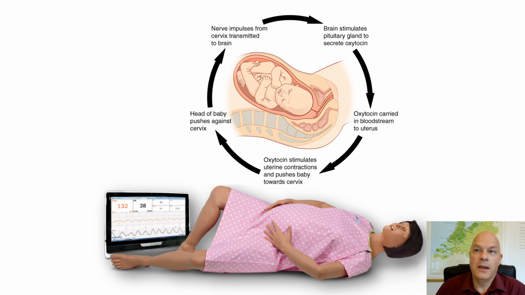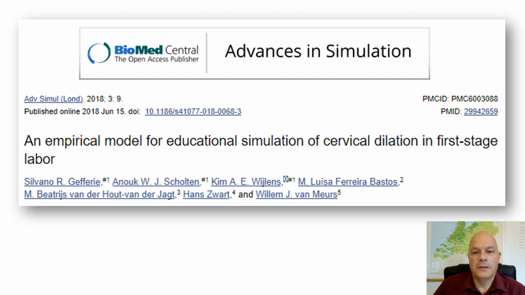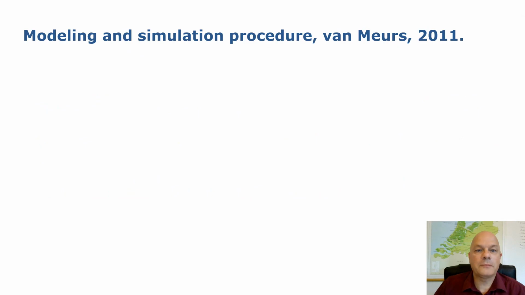So this is a positive feedback system, and it's a reinforcing loop, and we get more and faster contractions and deeper contractions, and then this thins the cervix, opens the cervix, and then the baby gets out. Your colleagues modeled this process, and I'll let you read about it. As I said, we're going to use this paper to look at a procedure for modeling and simulation.